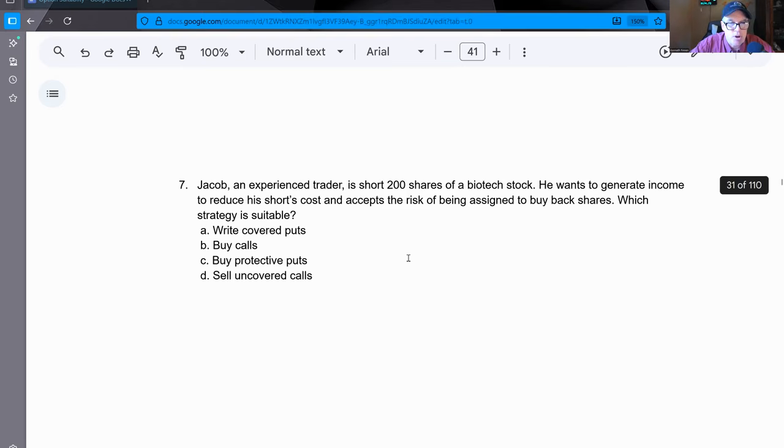Jacob, an experienced trader, is short 200 shares of a biotech. He wants to generate income to reduce his short costs and accept the risk of being assigned to buy back shares. Which strategy is suitable? If I'm short stock, I either buy a call for protection, which they didn't say. They said income. Sell a put. So we're going to write covered puts, baby. Letter A. Come on, keep up with me, people.